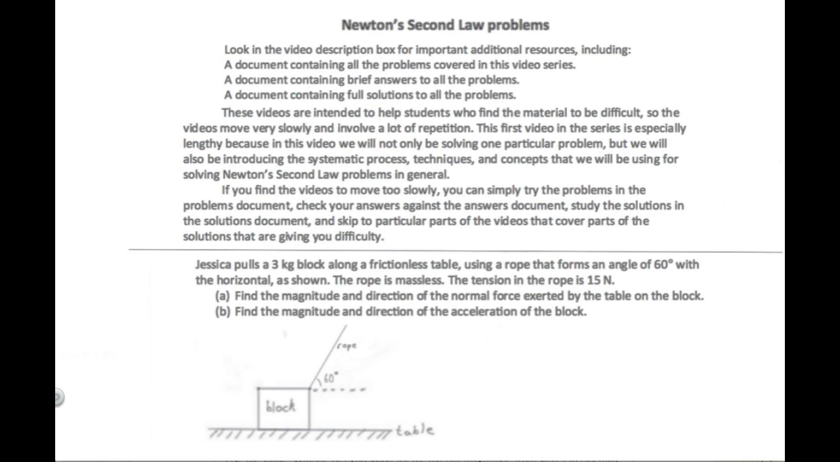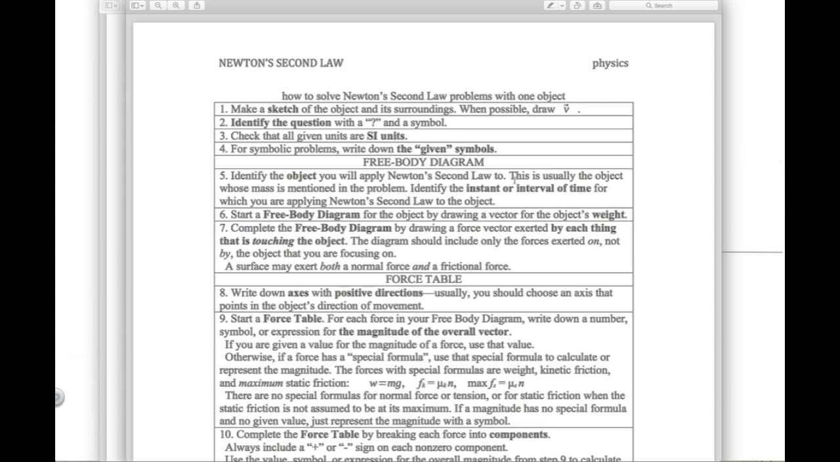It's important to attack Newton's second law problems systematically. So here is a handout that contains a systematic step-by-step process for attacking Newton's second law problems. So you should now pause the video and go to the video description box and click the link for this handout, and please print out this handout. You should have this handout in front of you while you're watching the video and while you're attempting to solve the remaining problems in this series.